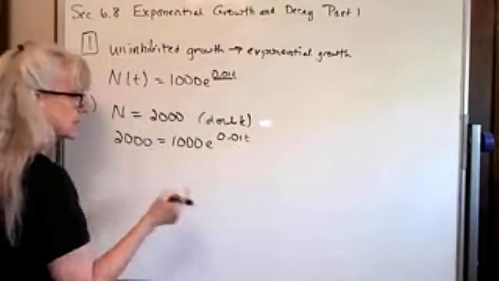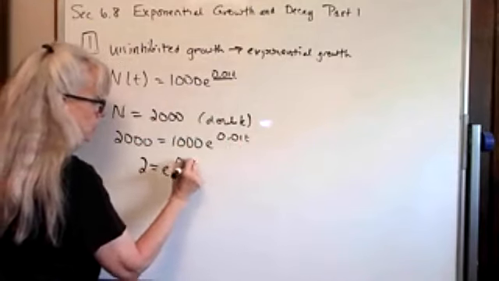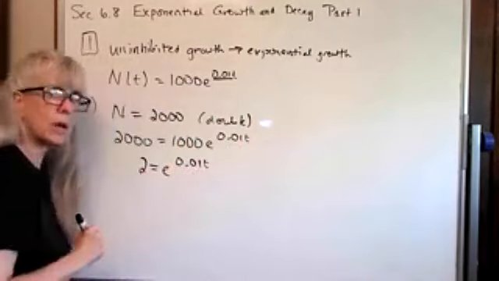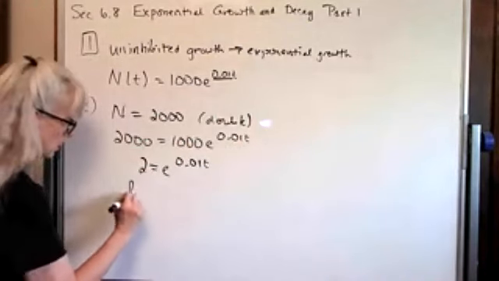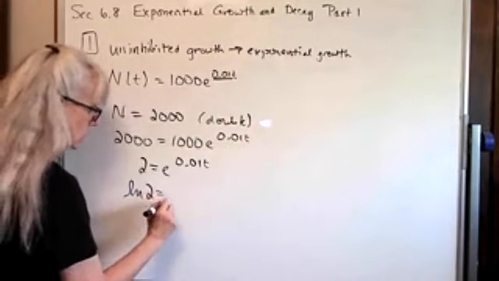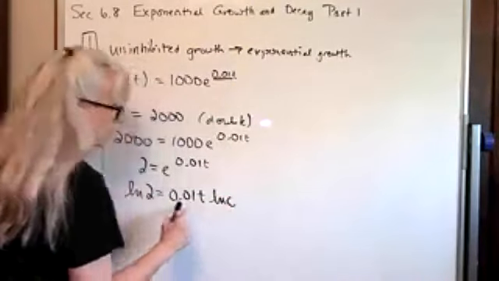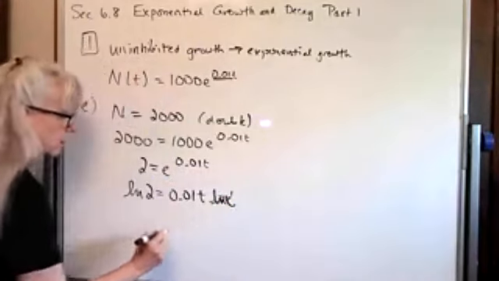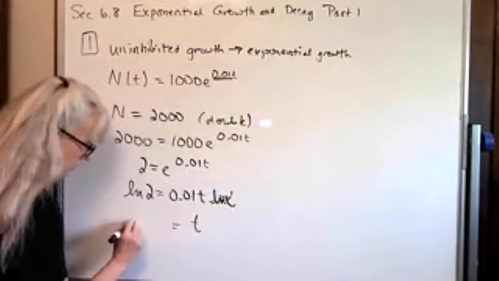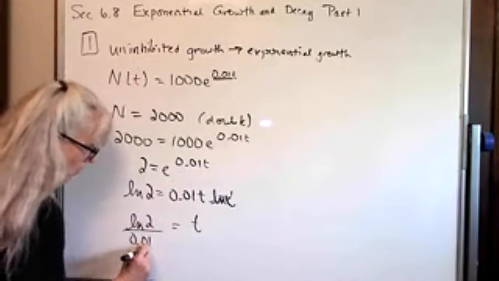Same process exactly. We're going to divide out the 1,000. That's going to give me 2 is equal to e to the 0.01 t. Then we'll take the natural log, and the reason to do that is to bring the exponent down. So natural log of 2 is equal to 0.01 t, natural log of e. Notice that I moved it out in front. Natural log of e is 1, so that's going to disappear. So t is basically the natural log of 2 over 0.01. That's the doubling.